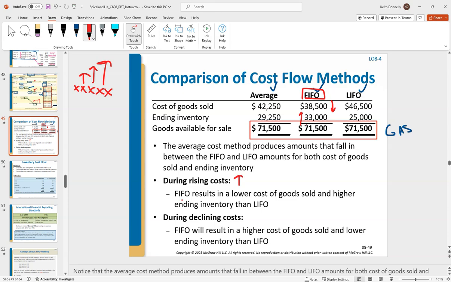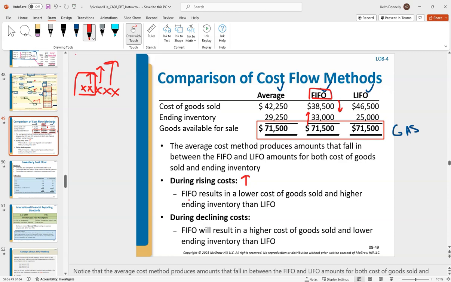And it makes sense if you think about it, because it's drawing for cost of goods sold from the cheapest stuff, the old stuff that was low cost, so that's going to be a lower cost of goods sold. So that's during rising costs.